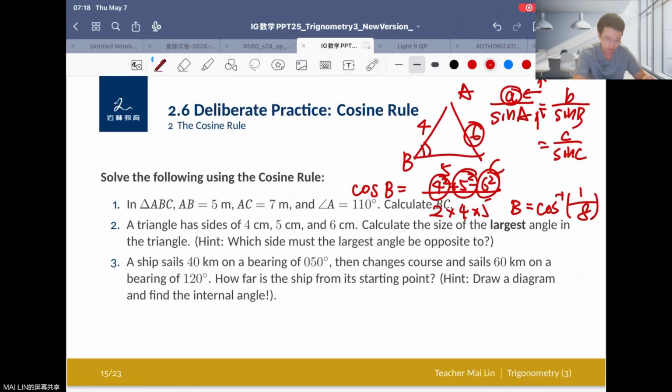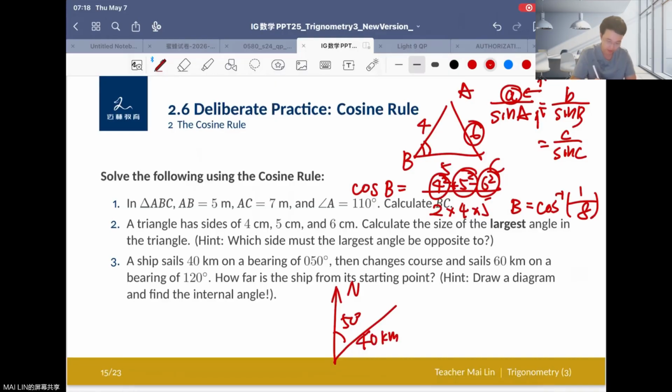Okay, and for problem 3 here, a ship sails 40 kilometers on a bearing of 50 degrees. Okay, so this bearing, you can find this is the north direction, and the bearing here is 50 degrees, and then it changes course and sails 60 kilometers on a bearing of 120 degrees. So here is 40 kilometers, and then the bearing is 120 degrees, and then it sails 60 kilometers, right?